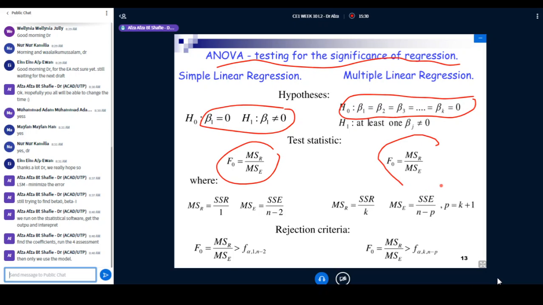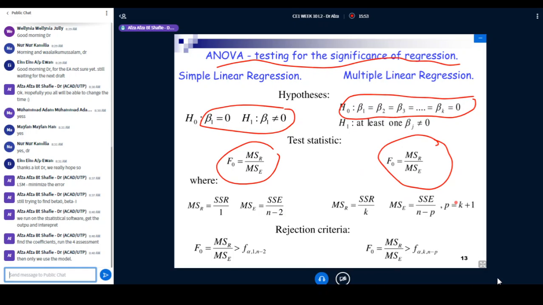The test statistic is still the same, no difference. We still use the F statistic. The F is the ratio of MSR, the mean square of the regression, found by SSR divided by 1 because we have only one independent variable, and MSE, found by SSE divided by n minus 2.